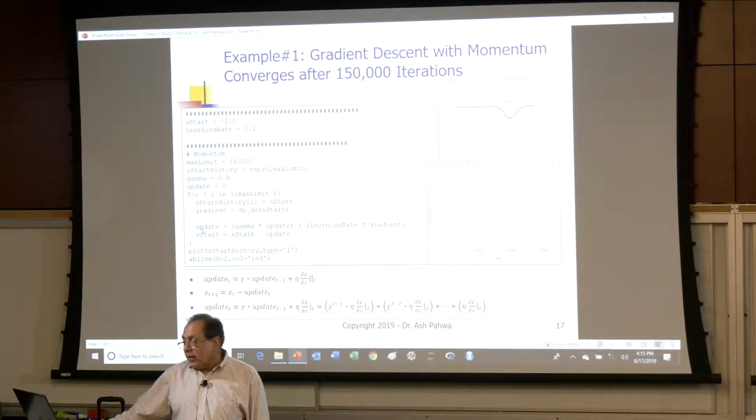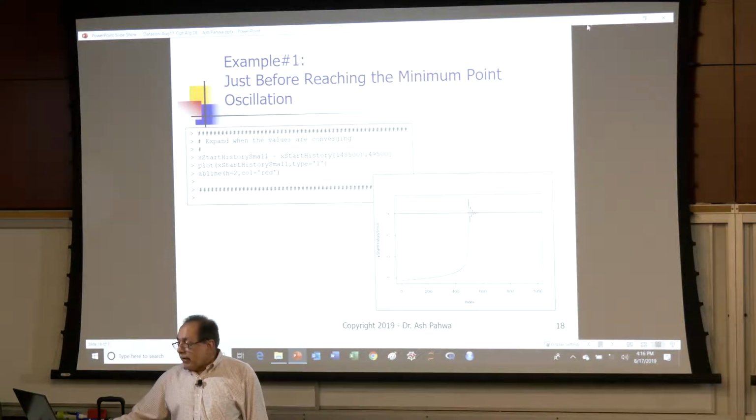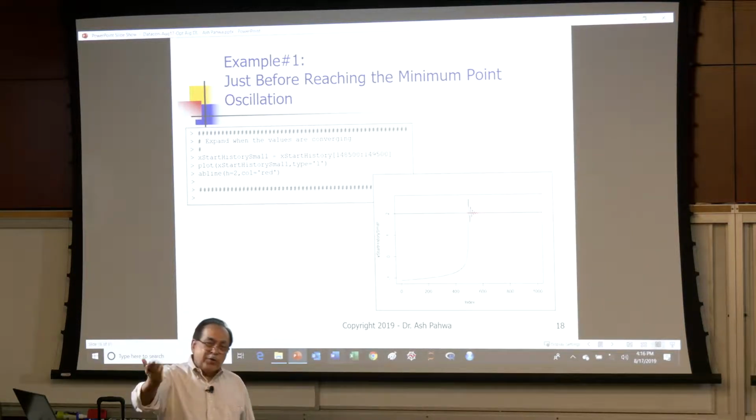My gradient descent line has been changed by just one line, and suddenly, as you can see, if I start from here, I can converge very, very fast. So this is my ultimate point, this is my minimum point. I am starting from here, moving towards my minimum point, and after only 150,000 iterations, I can converge. But the problem I am going to face is that once I reach my destination, I will overshoot it.